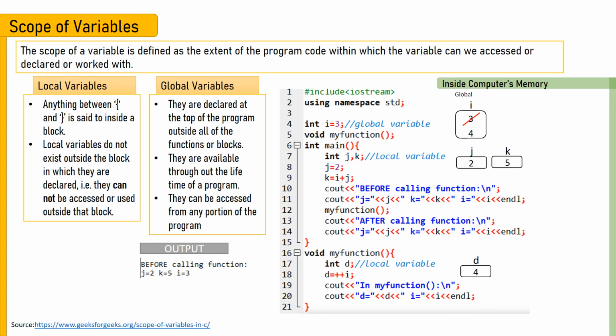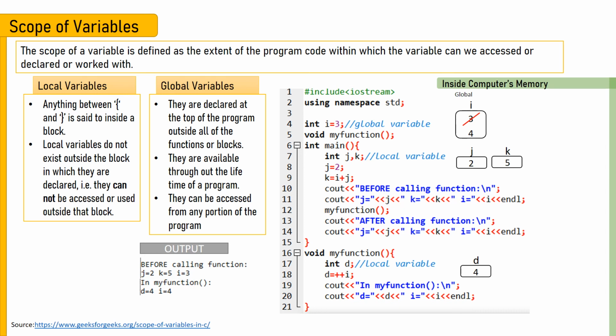Now class, local variable d and the local variables inside main are in different function blocks. Therefore, local variable d will not be recognized in main function, and local variables j and k will also not be recognized in myFunction. Okay, next we proceed to line 19. We display in myFunction the values of d and I. So here d is 4 and I is 4.